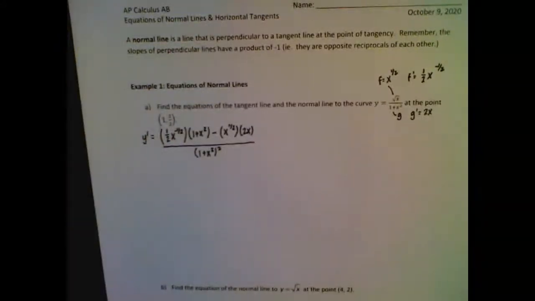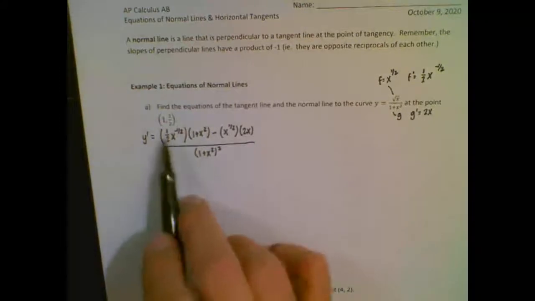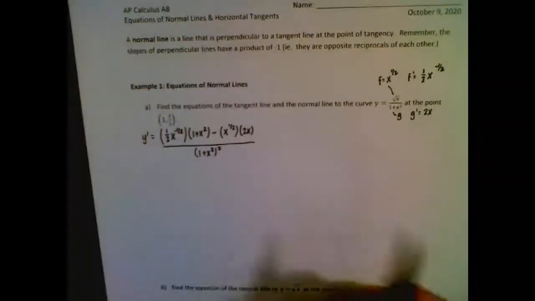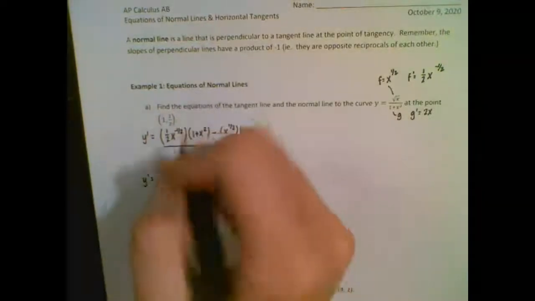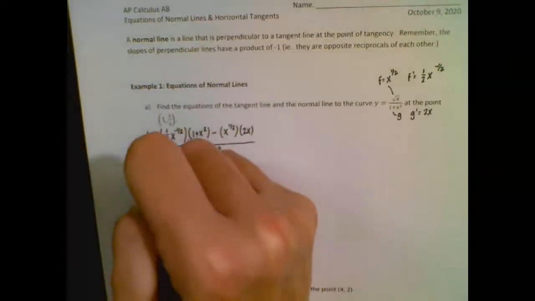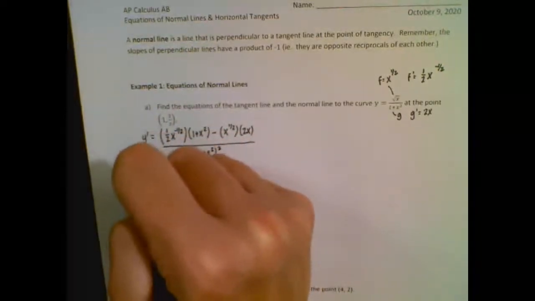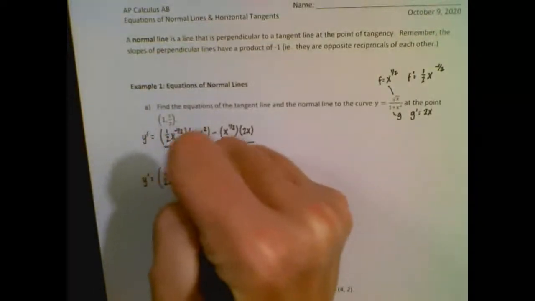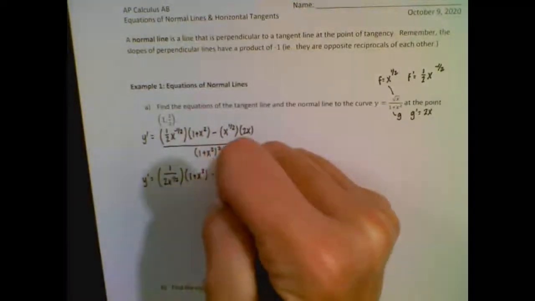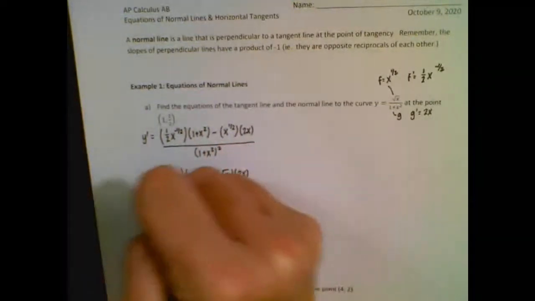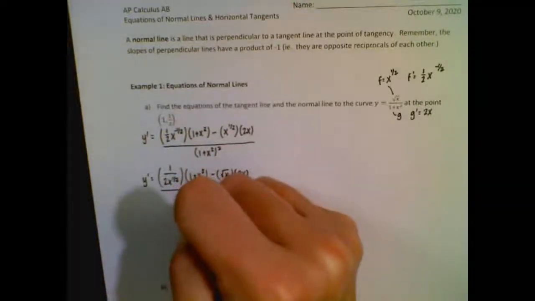And I'm going to simplify this a little bit. I'm going to clean it up. So I'm going to work with these fractional exponents, and I'm going to turn them back into roots. So this is going to be 1 over 2x to the 1/2 times 1 plus x squared minus, I'm going to turn that into a root, so square root of x times 2x all over again this quantity squared.